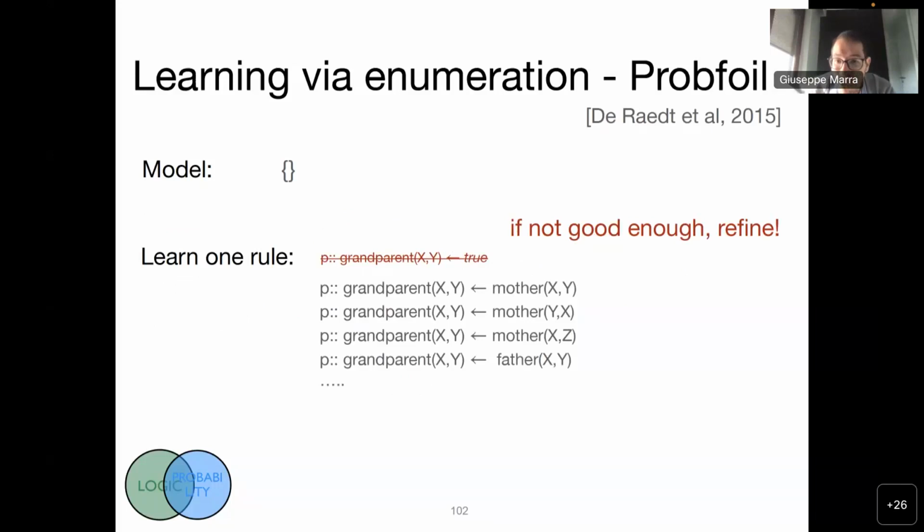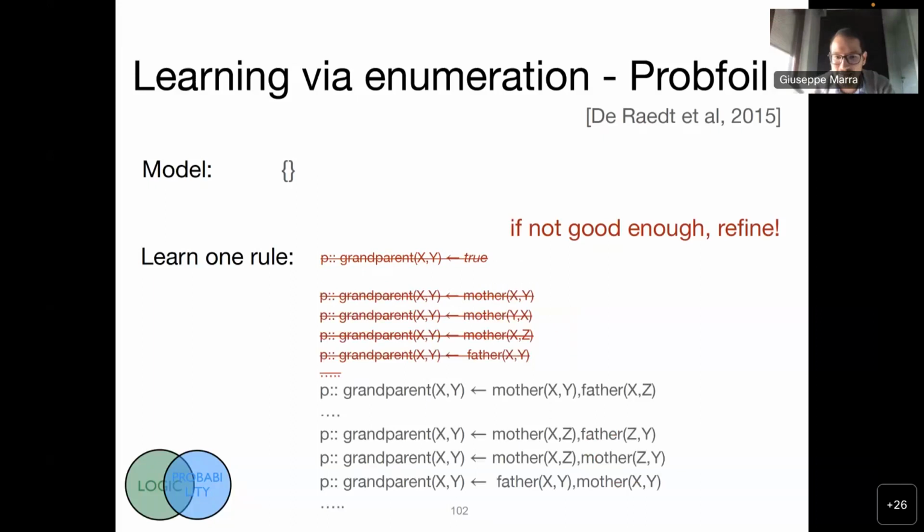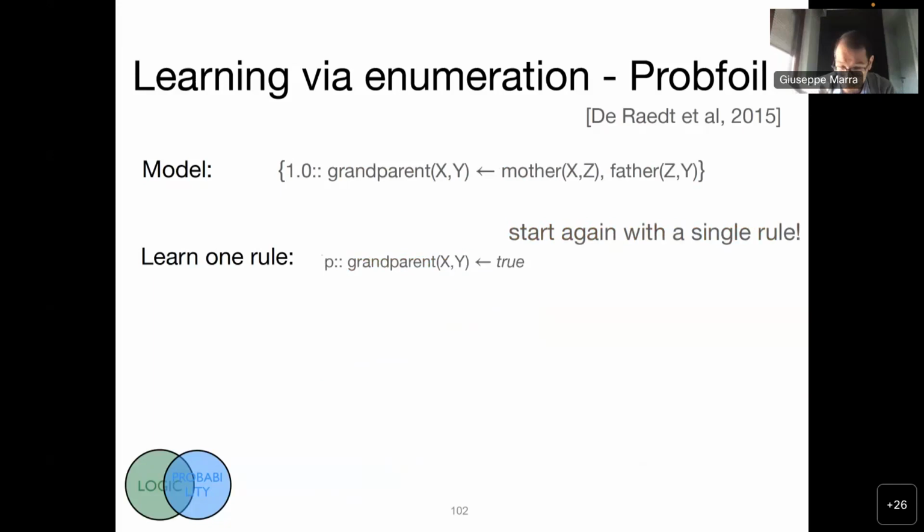Say, well, maybe a grandparent is when there is a mother, or when there is an inverse mother, so that X and Y become Y and X, and so on and so forth. And you reevaluate, not good enough, and you go a step further. You see here already that the larger the number of relations available, and the larger the arities of these relations, so the more ways you can combine the variables, the larger the space. At every step, you just pick one rule. At a certain point, you have a rule with a very good probability, a deterministic rule. So you add this rule to your model, and then you start again, because now the rules that you had discarded before can interact with the rule that you have just learned and can provide better results.